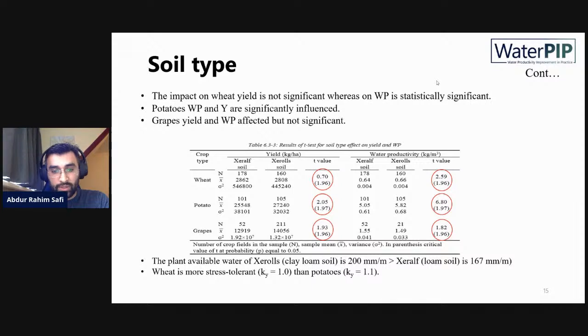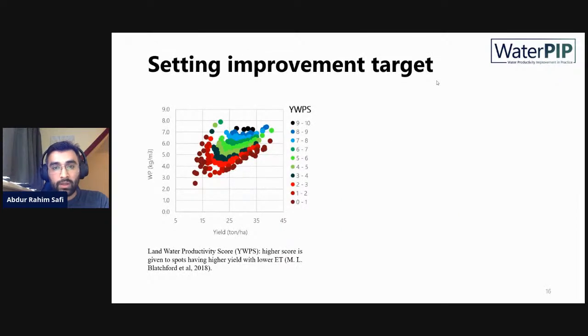That's because one soil is a clay loam soil, which has higher water holding capacity as compared to the other, which has lower water holding capacity. And as we know, wheat is more stress tolerant, that's why it is less affected by the soil type as compared to potato.